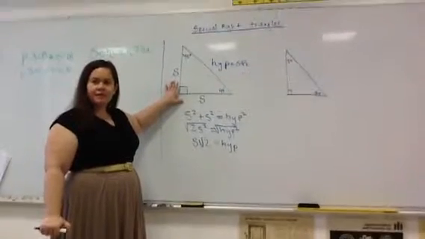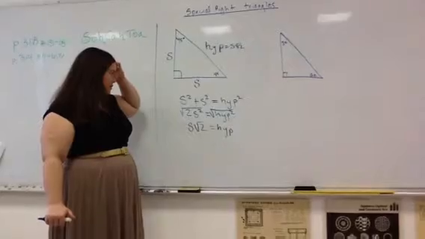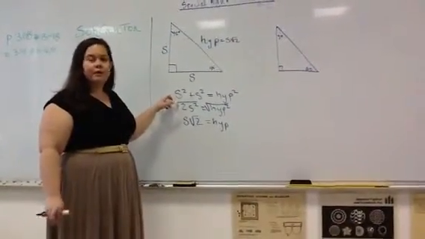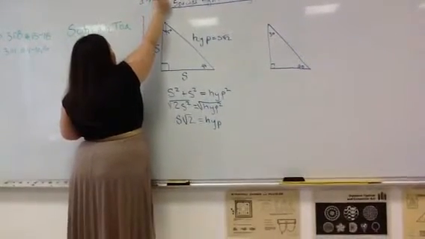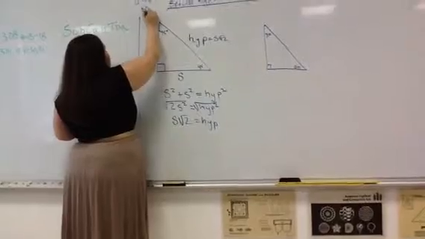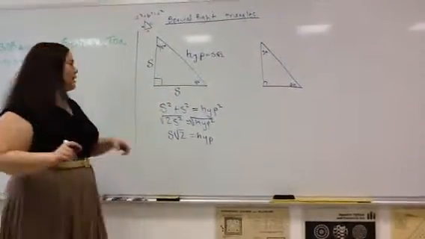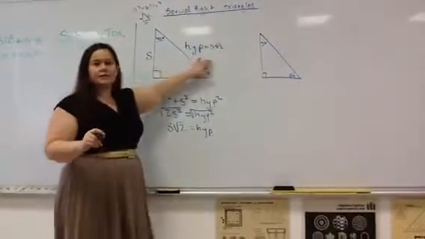So why is it s squared? Well, because we're using the Pythagorean theorem. Remember Pythagorean theorem? A squared plus b squared equals c squared in the right triangle where this is a, b, and c. So that's how we get the hypotenuse is s radical 2.